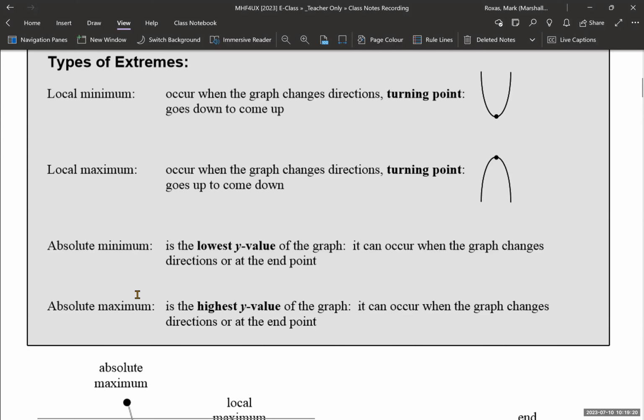And then we look at absolute minimums, the lowest y value on the graph, and it can occur when the graph changes direction, or it could be at an endpoint. And the same thing for an absolute maximum. It's the highest y value on the graph, which could occur at a local min or local max at a turning point, or it could occur at endpoints.